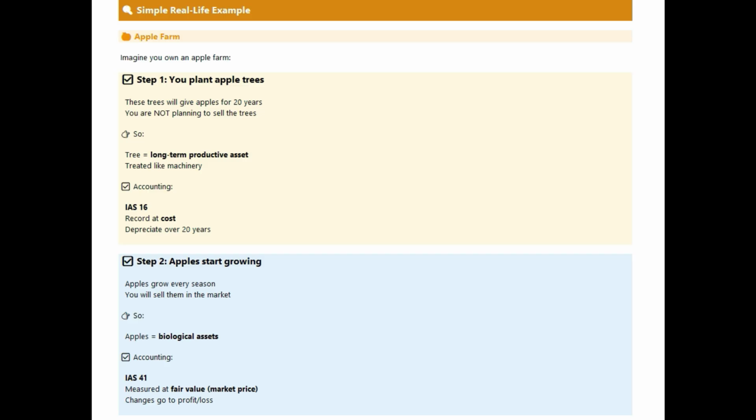Step 2. Apples start growing. Apples grow every season, so you will sell them in the market. So, apples will be your biological assets. The accounting treatment will be under IAS 41. We need to measure at fair value, which is the market price. So, changes will be recorded in the profit or loss account.